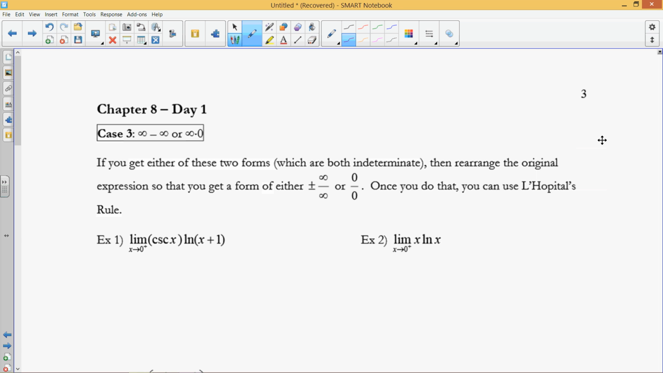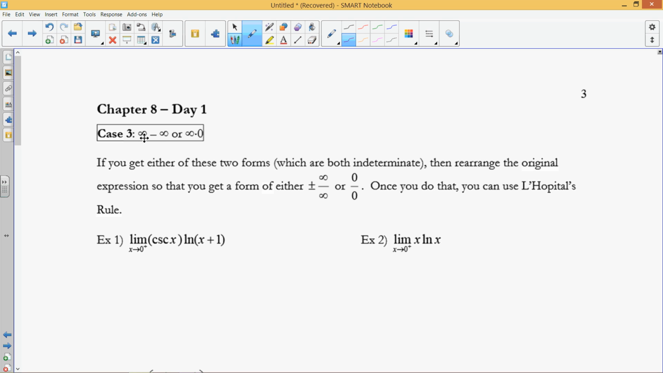All right, welcome back to part 2 of L'Hopital's rule. We get into some extra rules here today. There's the infinity minus infinity or infinity times 0 case. I know these are two separate indeterminate forms, but really they end up looking the same way once you apply L'Hopital's rule, so I kind of build them into one.